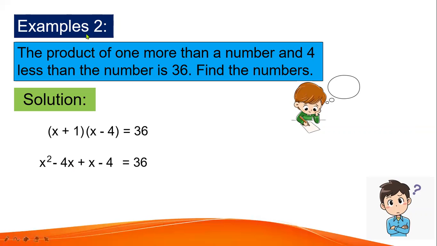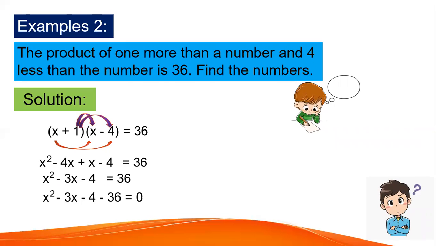So we have negative 4 is greater than 1, positive, and therefore the answer. So again, this will be your FOIL method. Then after that, we have x squared negative 3x minus 4, because negative 4 plus 1 is negative 3x. Then equals 36. Next, you transpose positive 36 and then equate to 0.